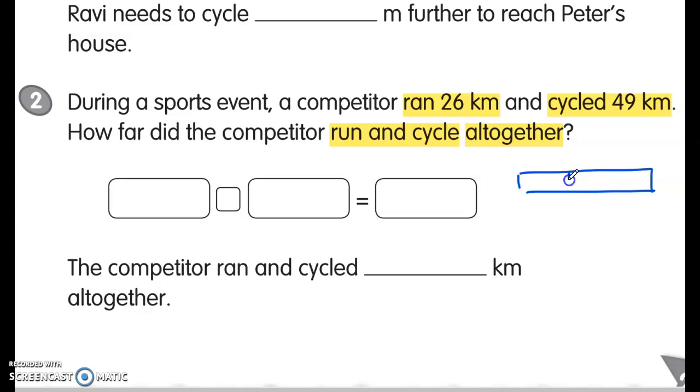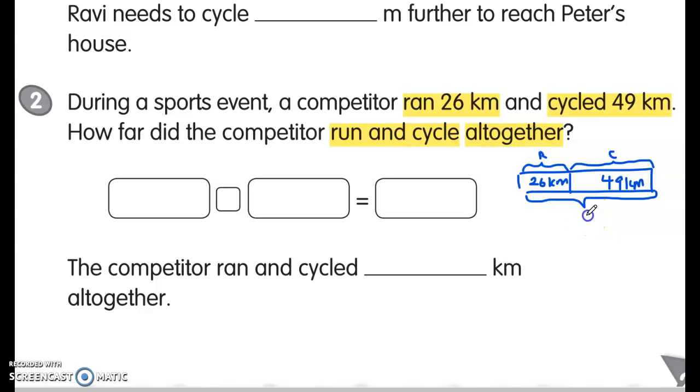Okay, ran 26 kilometers. So this is a smaller part, right? And cycled 49 kilometers. Okay, so you can indicate R for ran and C for cycle. So we're not comparing in this question. Therefore, we use part whole model.